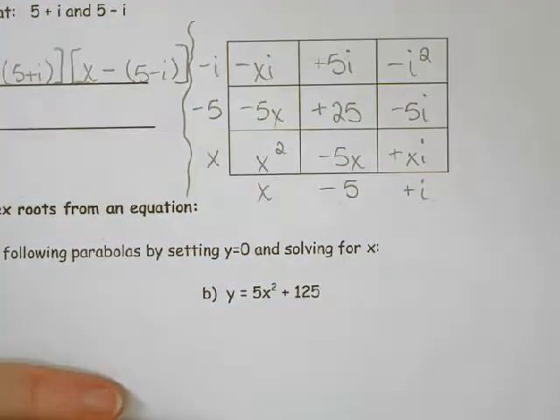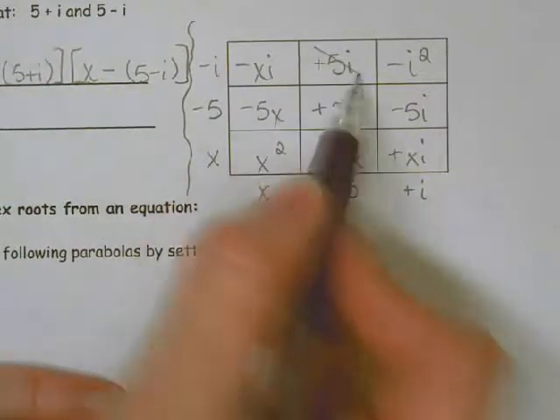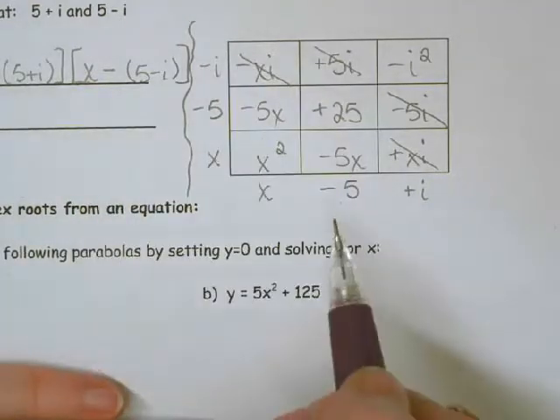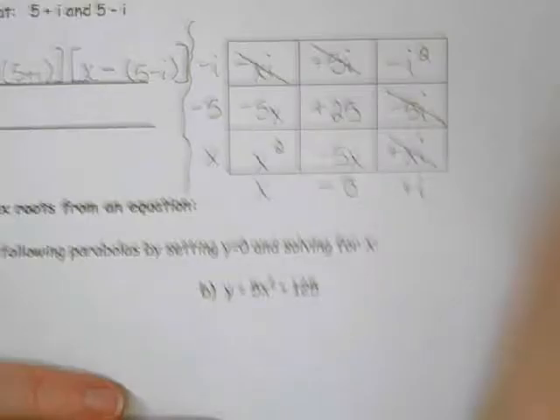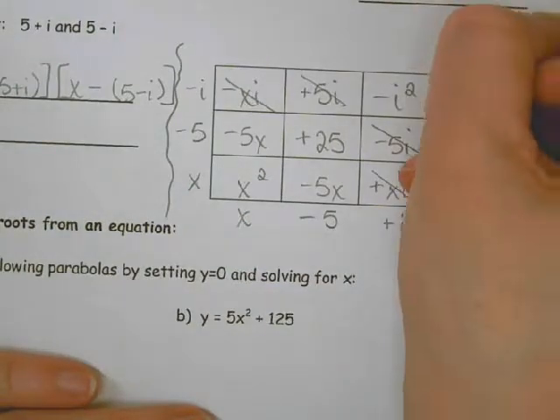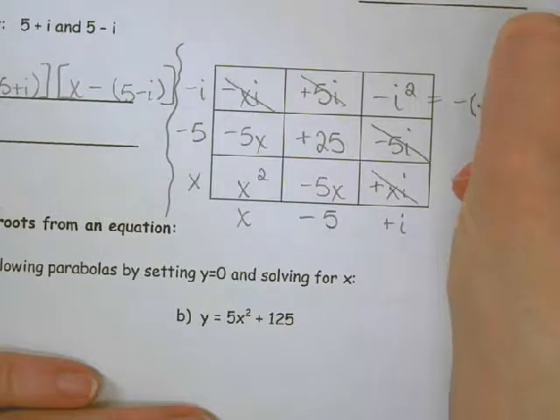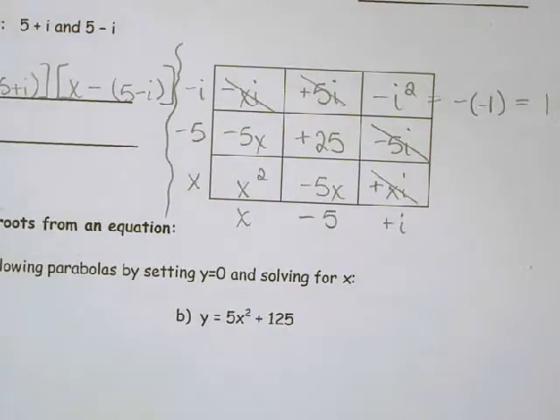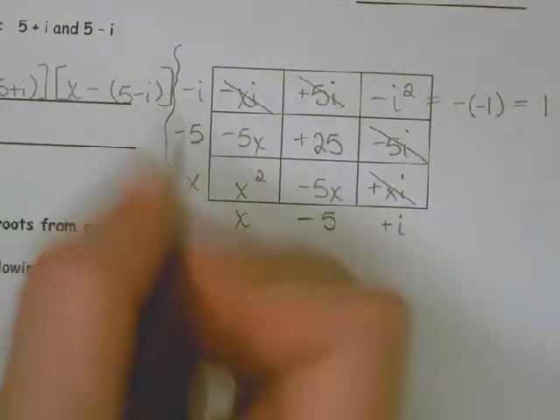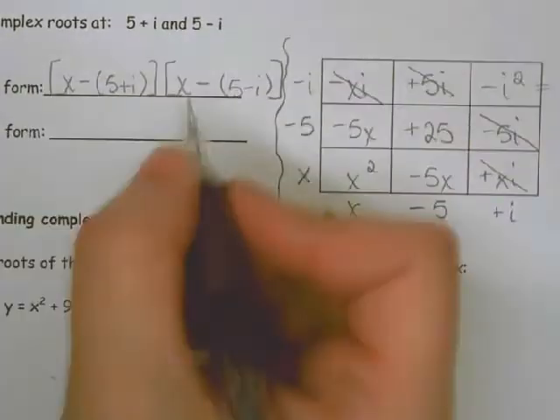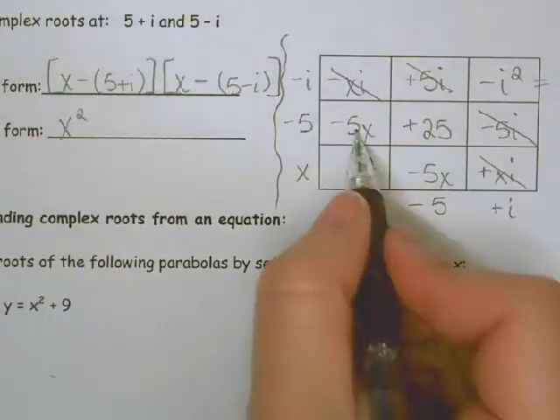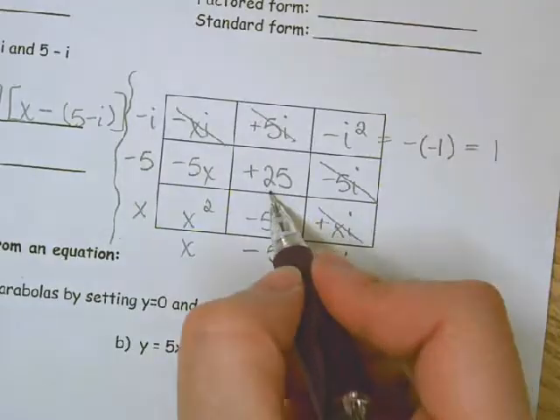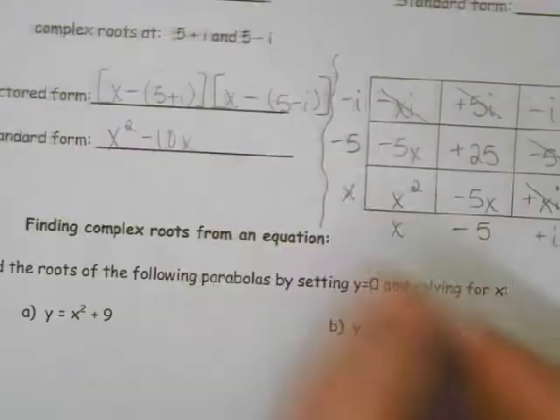So, a few things add out to 0. My plus 5i and negative 5i, my plus xi and my minus xi, and this negative i squared, keep in mind that i squared is negative 1, becomes a negative negative 1, which becomes just 1. So, when I write this in standard form, which you can't see, I'll scoot over, x squared minus 10x, and then over here, 25 plus our 1, so plus 26.